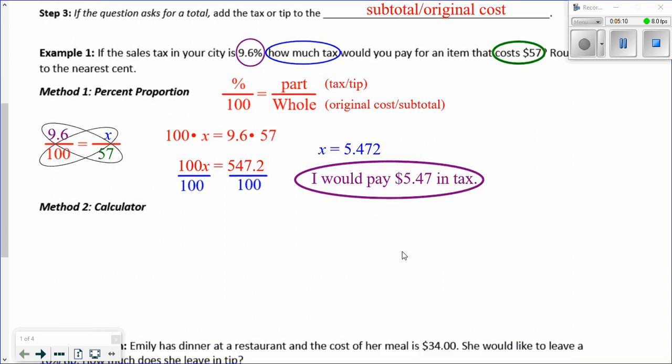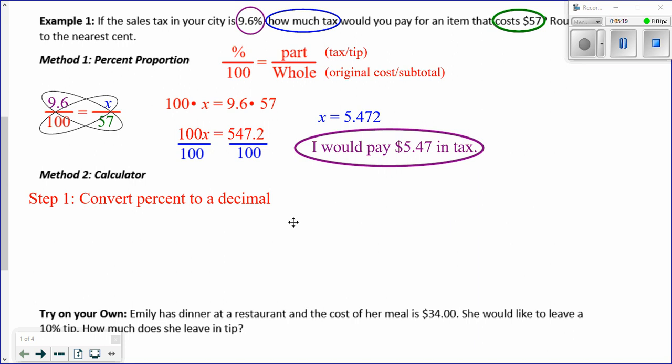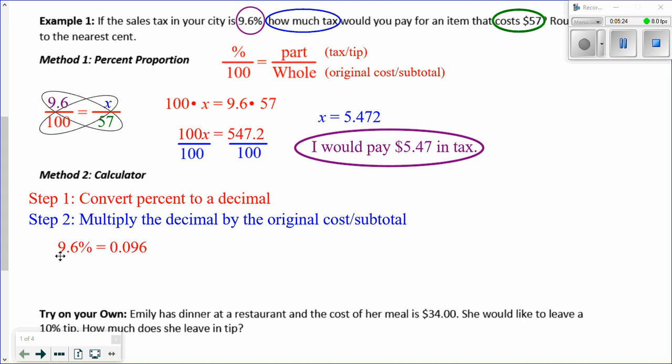To do this with the calculator, we're going to get the same answer. But to do it in the calculator, the first thing I would do is convert the percent to a decimal. And then I would go ahead and multiply the decimal by the original cost or subtotal. So 9.6%, move the decimal point over 2 spaces, so you get 0.096. That's the number I'm going to multiply with the original cost. So 0.096 times 57 equals 5.472, and again, I would drop the 2 because it says stay the same, round down, so it would be changed to $5.47.